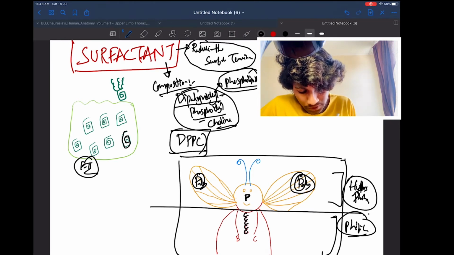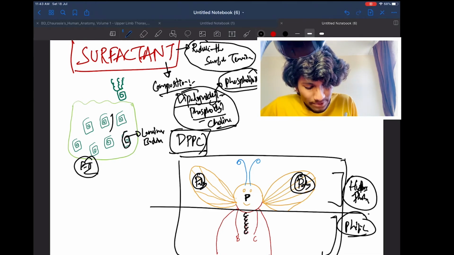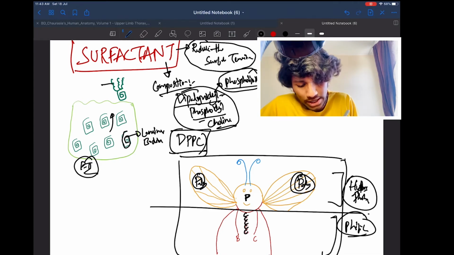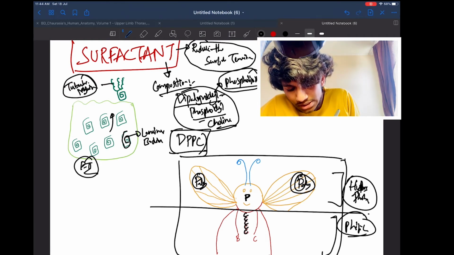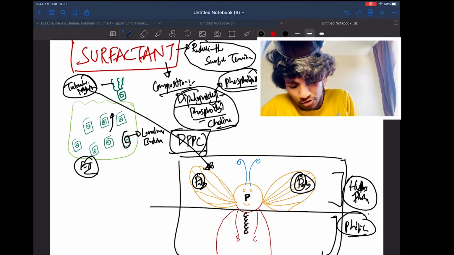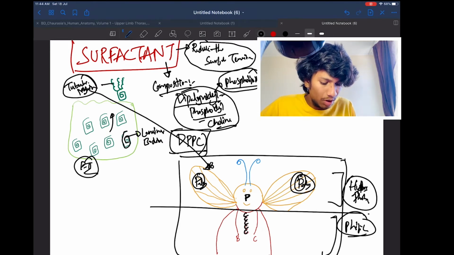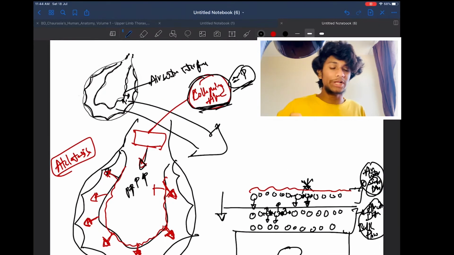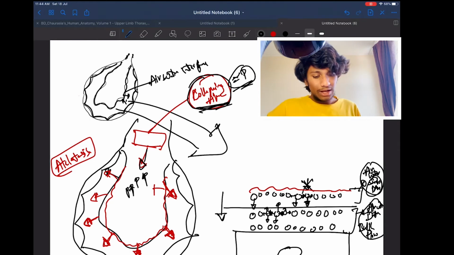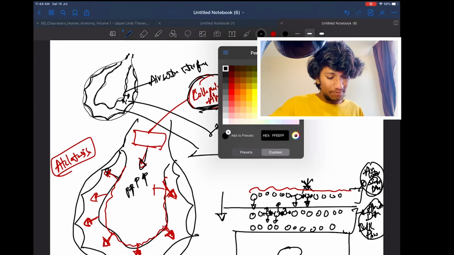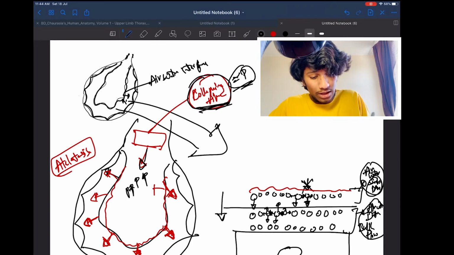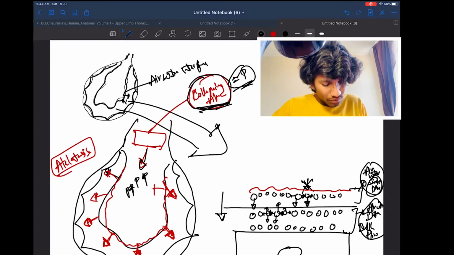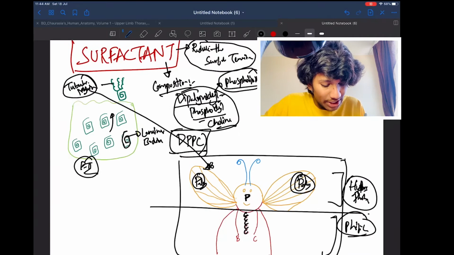These type II pneumocytes have laminar bodies, and on exocytosis these laminar bodies form the tubular myelin. This tubular myelin is formed by thousands of DPPC, that is dipalmityl phosphodiol choline. Now let's see how this DPPC achieves the reduction of surface tension.